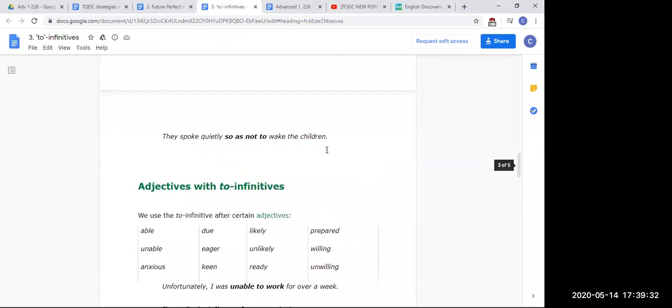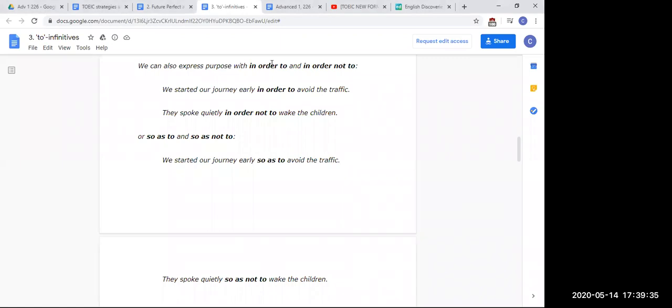The "so as to" example as well. So these two were the same. They spoke quietly. Why? In order not to, because they didn't want to wake the children. They spoke quietly so as not to wake the children. Okay, so again, they have the same meaning. This is more formal than saying "because they didn't," and this is more formal than "in order not to."